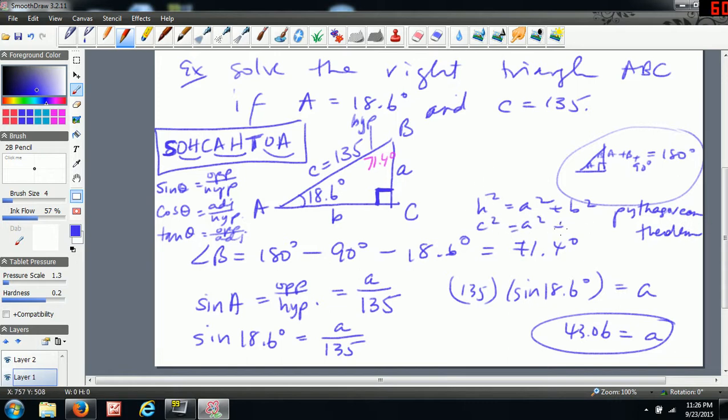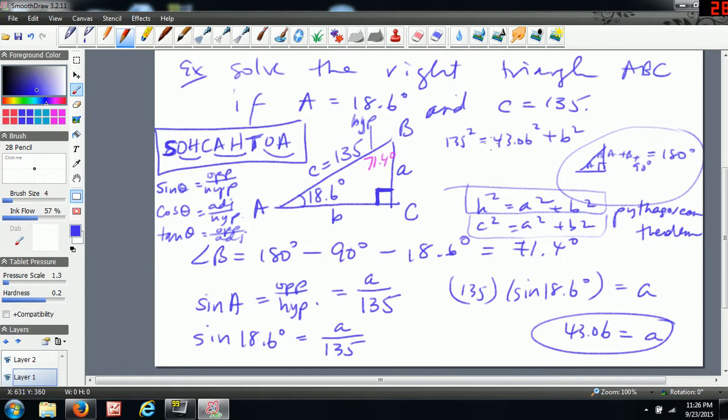C squared is equal to a squared plus b squared. It's commonly this one right here that is the Pythagorean Theorem, but you can also write it in this form. So using the Pythagorean Theorem, we can actually find side B easily. So we would just plug in what we have. So we have C, so 135 squared is equal to A squared, which is 43.06 squared plus B squared, and then we would just solve for B.